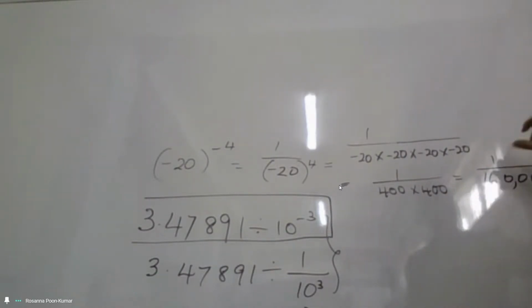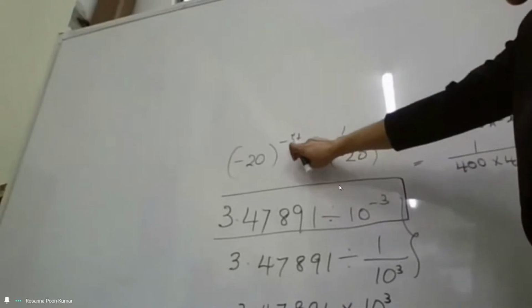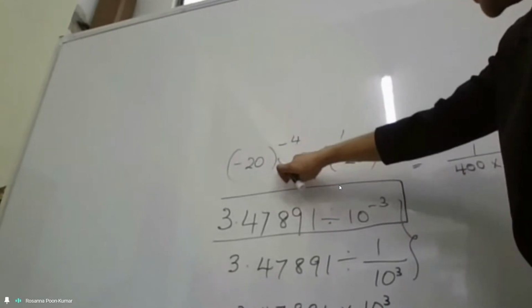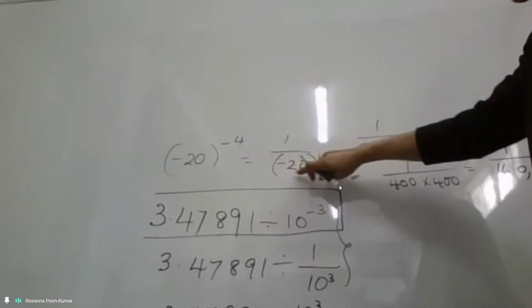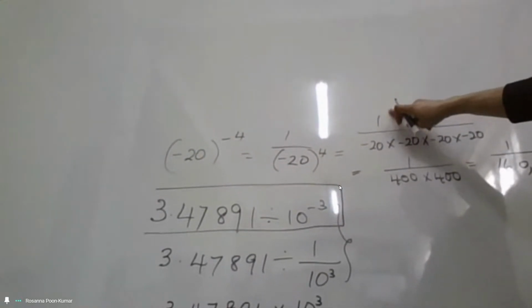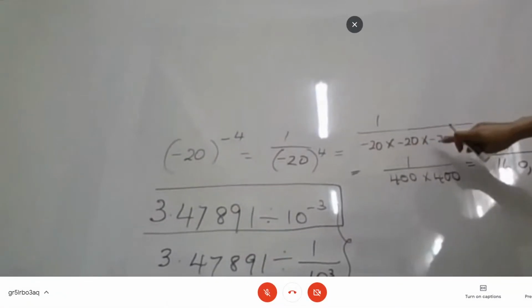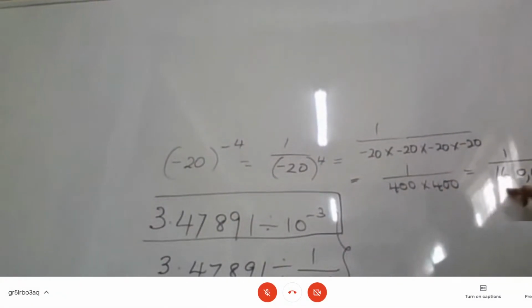So Darius, to answer your question, what will negative 20 to the power of negative 4 be? This is 1 over negative 20 to the power of positive 4, and it will become 1 over negative 20 by negative 20 by negative 20 by negative 20, which ended up being 1 over 160,000.